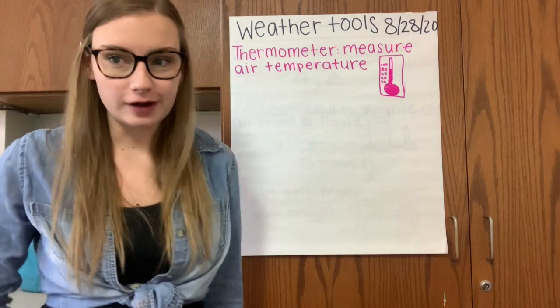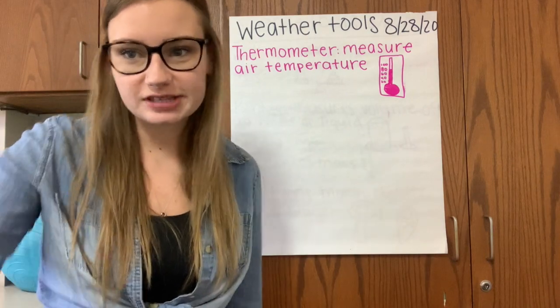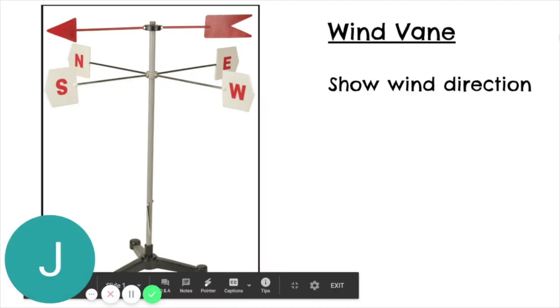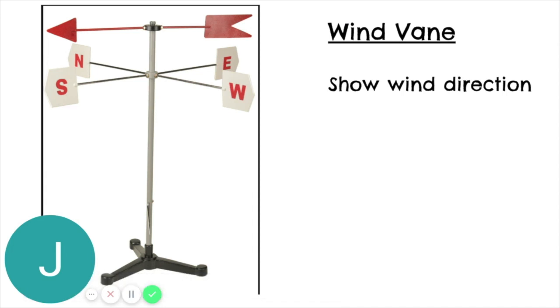All right, your next weather tool is up next. This is a wind vane. It shows you which direction the wind is blowing in. For example, if the triangle arrow is pointing at north, then the wind is going from the south to the north.